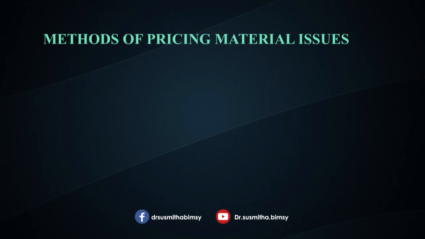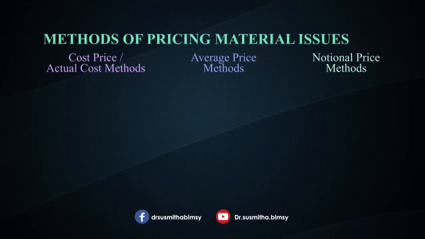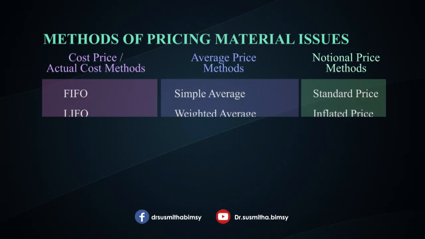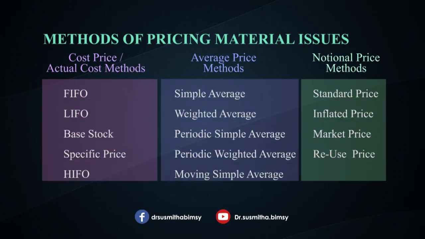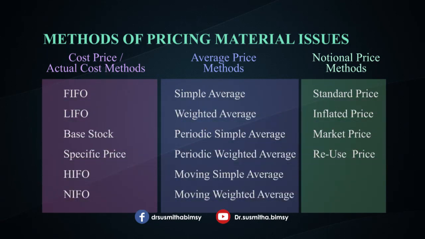Okay, moving to the next topic, that's about methods of pricing material issues. There are various methods of pricing material issues. They may be grouped under the following categories: cost price or actual cost method, average price methods, and notional price methods. This is the classification. You just go through the table. Okay, here under cost price methods: FIFO, LIFO, base stock, specific price, HIFO, that is highest in first out, and NIFO, next in first out.